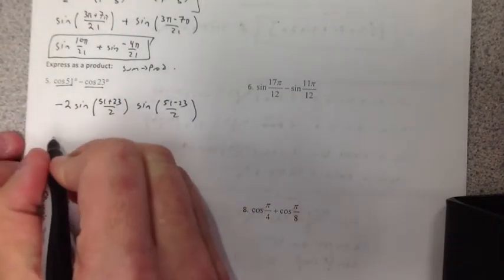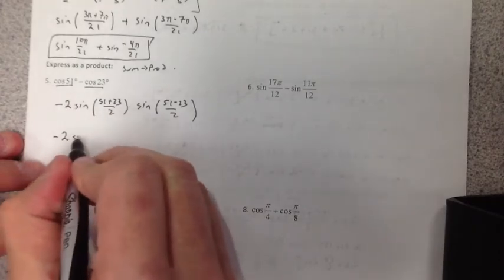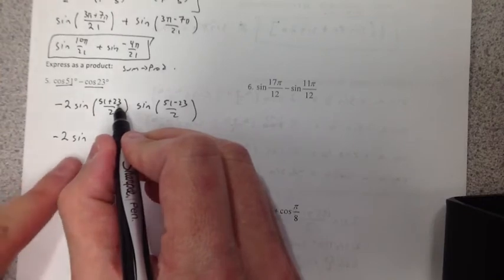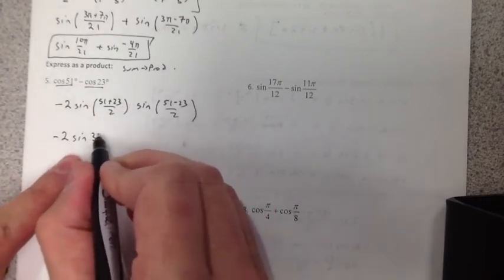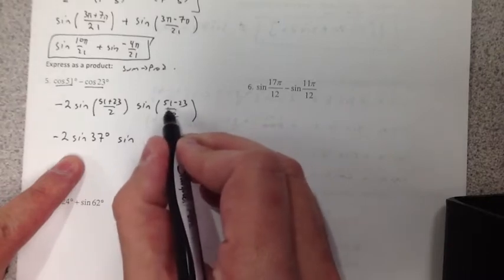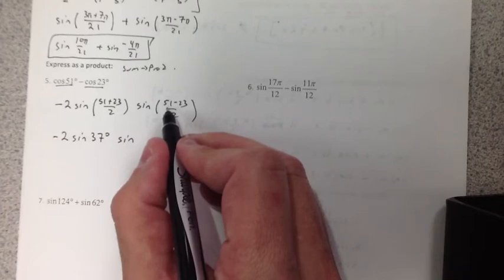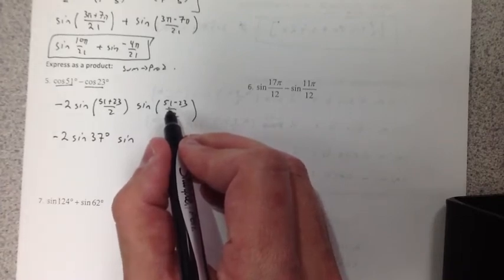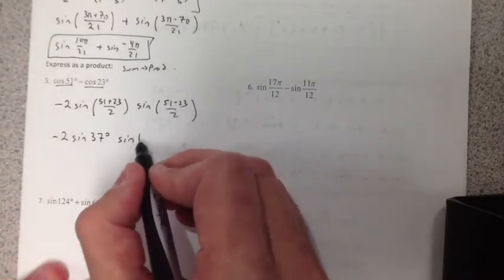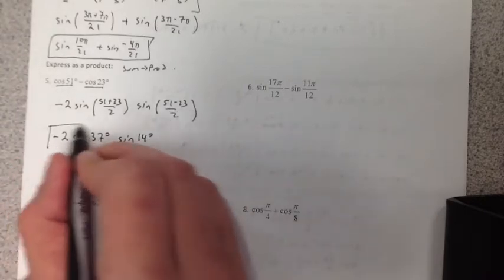Now, the next one, we get negative 2 times the sine, just simplify. That becomes 84 over 2. Divide that by 2, you get 37 degrees. Times the sine, subtracting them, that becomes 51 minus 23, which is 28. Divide that by 2, we get 14 degrees. And there's our answer.